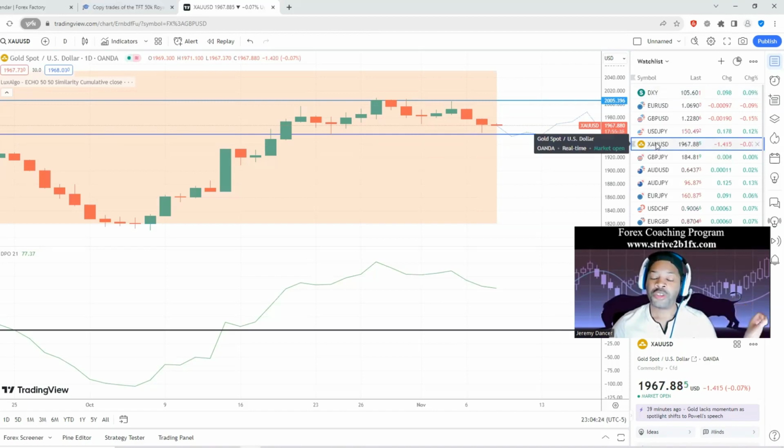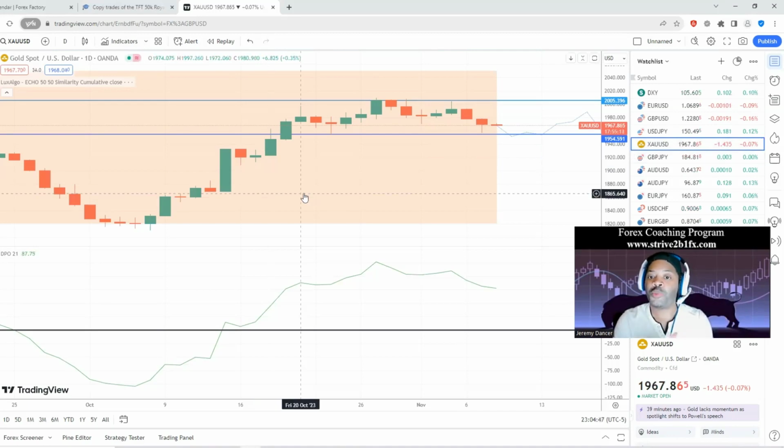So what we saw was both the US dollar and gold shooting up like crazy, and it made everything very unpredictable. But now you can see things are starting to stabilize. The US dollar is up 0.10% and gold is down 0.07%. So that's very close, and that's the way it's supposed to be.